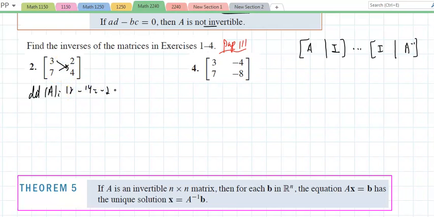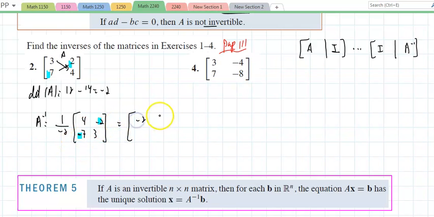That's very good. Which means, if you call this A, I could say the inverse of A is 1 over the determinant. And what I do is switch the diagonal terms, and multiply the non-diagonal terms by a negative. And there it is. So the inverse here is actually negative 2, 1, 7 halves, negative 3 halves. And that takes care of it.